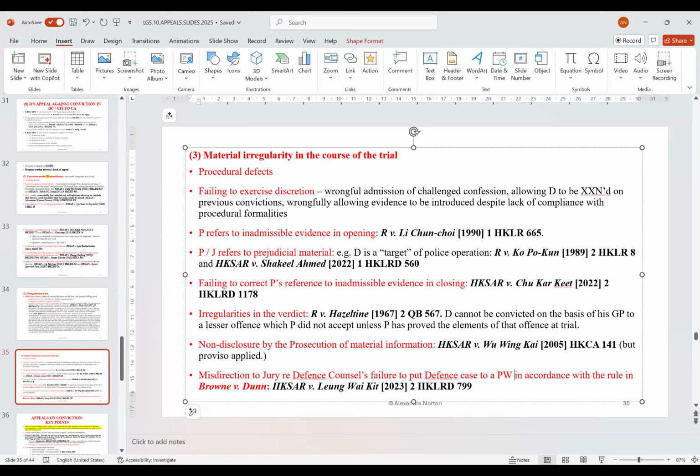Now, what the judge did here in this Learn Why Kit case is he commented to the jury about defense counsel's failure to put certain aspects of the defense case to the prosecution witness, and he suggested that it could be because defense counsel didn't feel that they were merited or valid. And the Court on Appeal said, well, defense counsel may have many reasons for failing to put that to a prosecution witness. Defense counsel may, for example, just be incompetent, right? So that was a material misdirection to the jury.